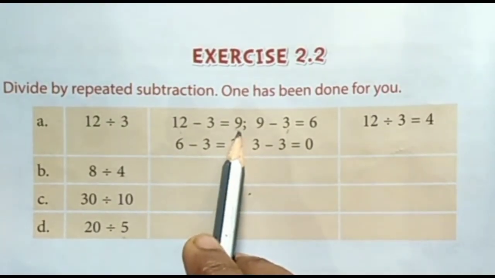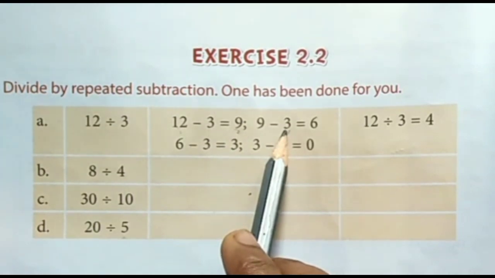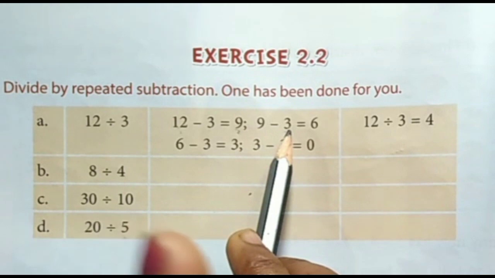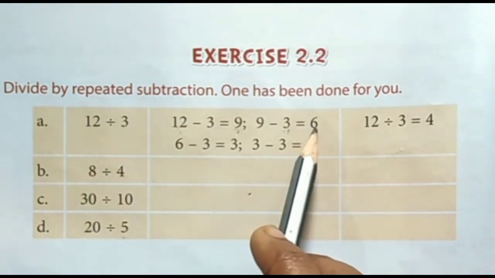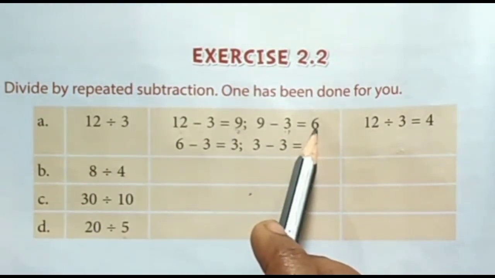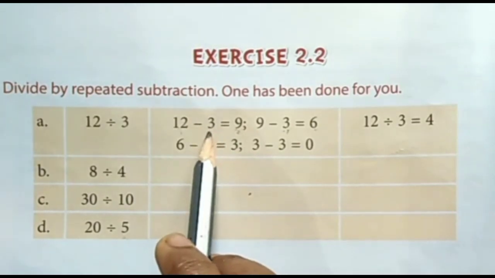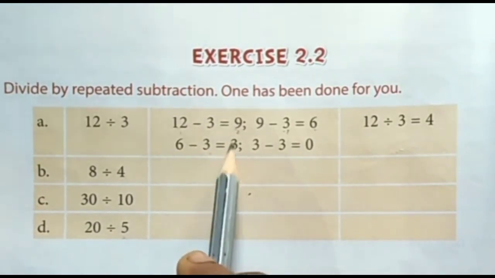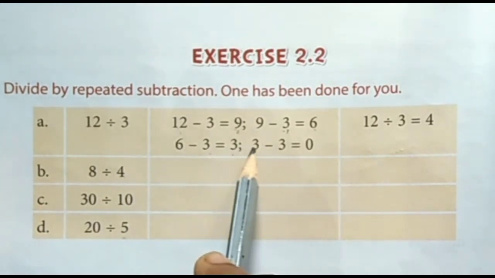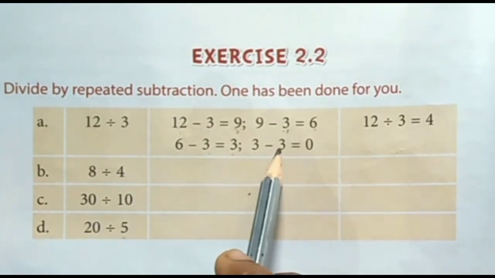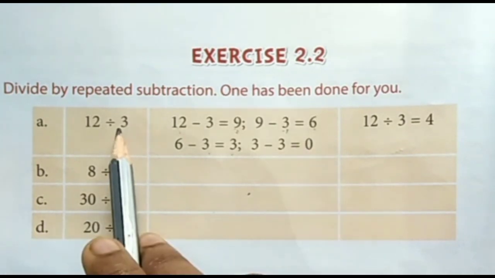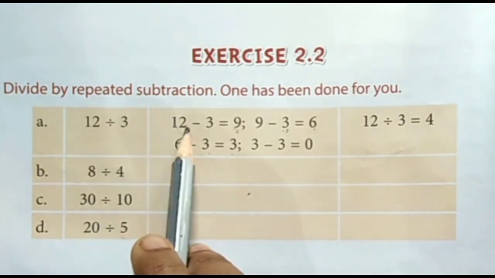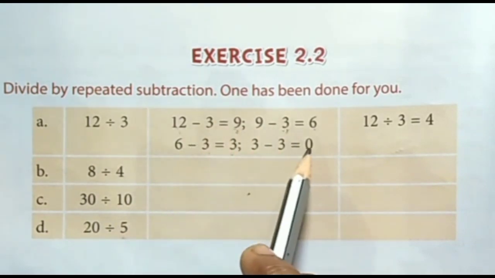And from the number 9, we should subtract 3. So 9 minus 3 equal to 8, 7, 6. So the answer is 6. And from the number 6, we should subtract the number 3. So 6 minus 3, the answer is, yes, 3. And from the number 3, we should subtract 3. So 3 minus 3 equal to 0. So we have subtracted the number 3 from the number 12 repeatedly till we reach the number 0.